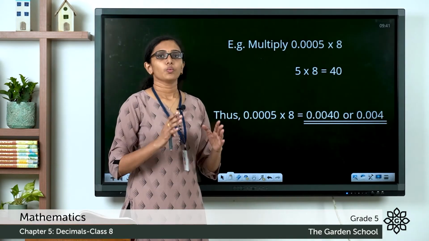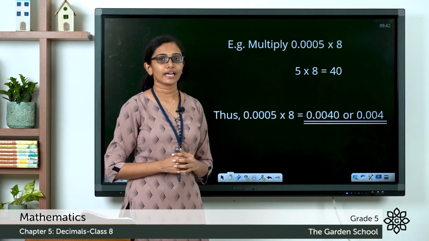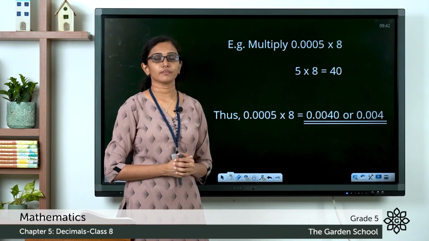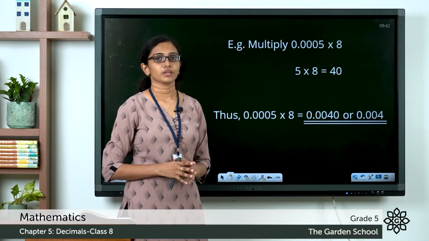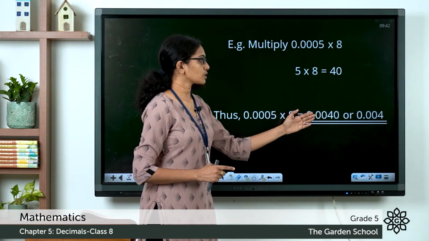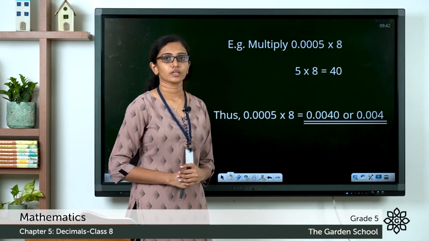And when we learned to convert an unlike decimal to a like decimal, we added zeros to the right end of the decimal number, which never changed the value of the given decimal number. So similarly, in the decimal number 0.0040, you can see there is 1 zero at the right end.